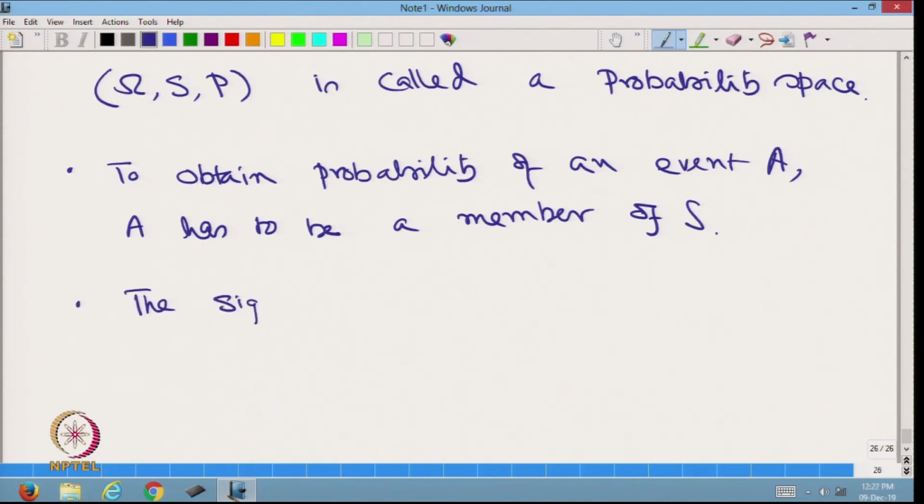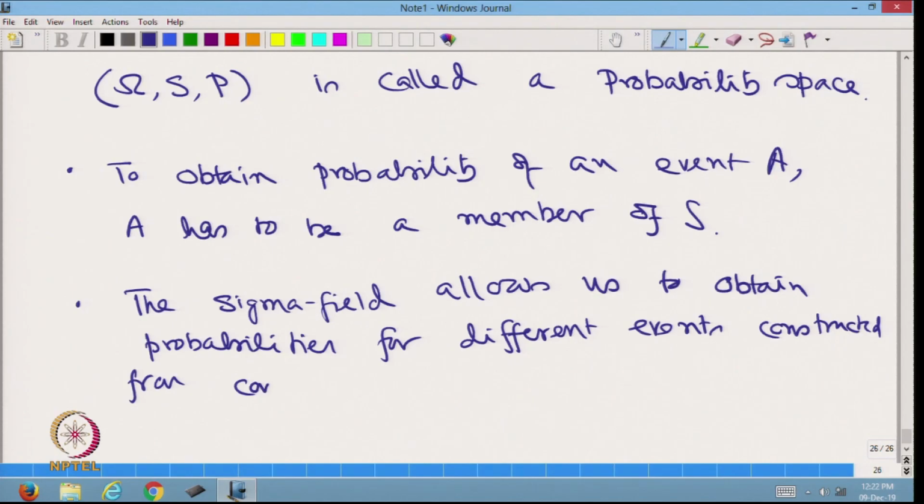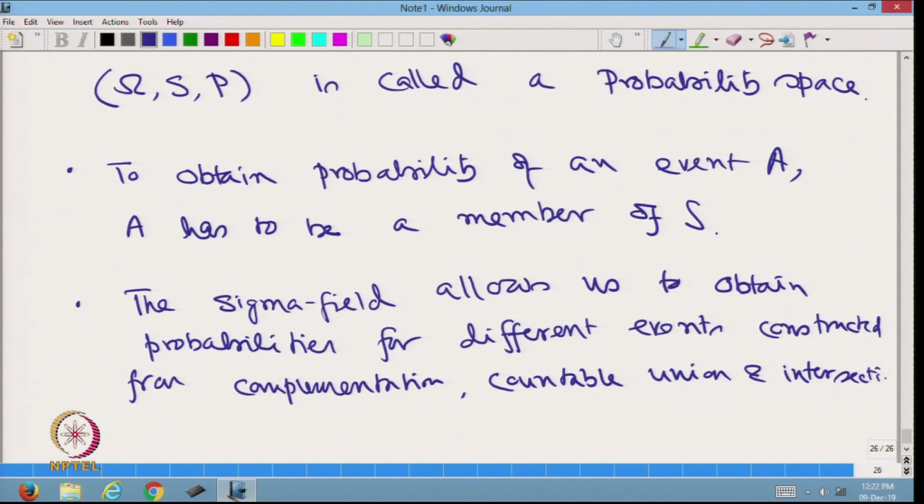The sigma field allows us to obtain probabilities for different events constructed from complementation, countable union, and intersection of more basic events.